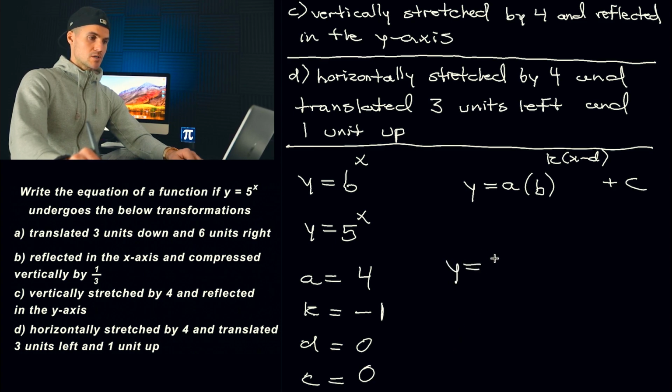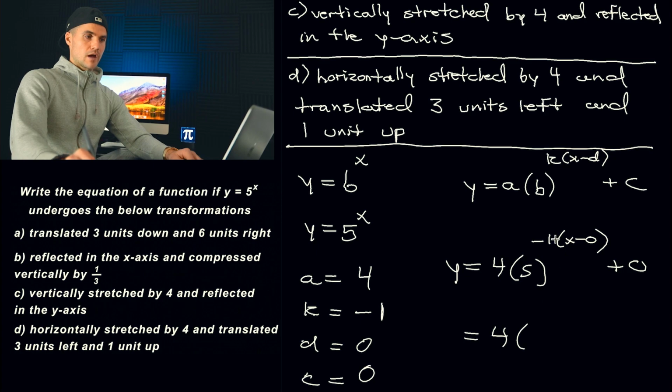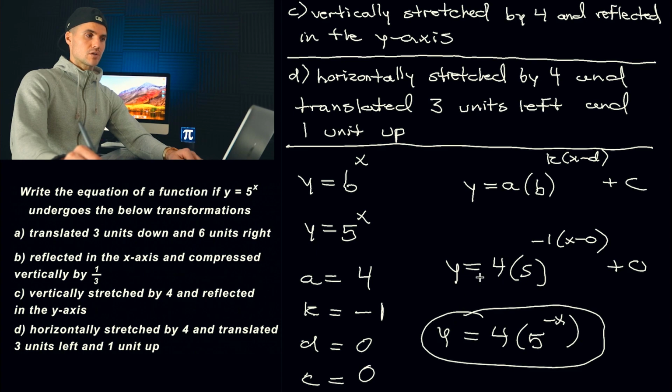So let's make our equation. So it'd be 4, 5 to the power of k value. You know what? Let's just write them all out. So we got -1, x minus 0, plus 0, like that. So it'd be 4. This would be x times -1. That's just -x. And then the plus 0, we don't have to write. And so that would be the final equation for part C.